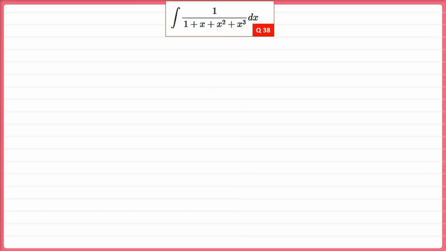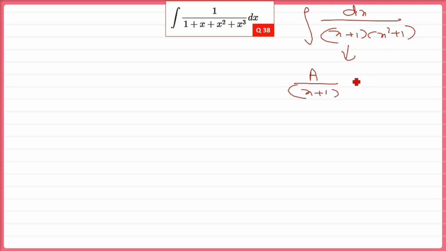So this is the 1 by 1 plus x plus x square plus x cube. Now this seems to be a typical, different question, but you will see with one trick or one proper arrangement, you can easily solve it. So this is dx by x plus 1 into x square plus 1. We have already done this question, or I have showed you the reference of this. So this will be done like this: a by x plus 1 and bx plus c by x square plus 1. This I already told you.